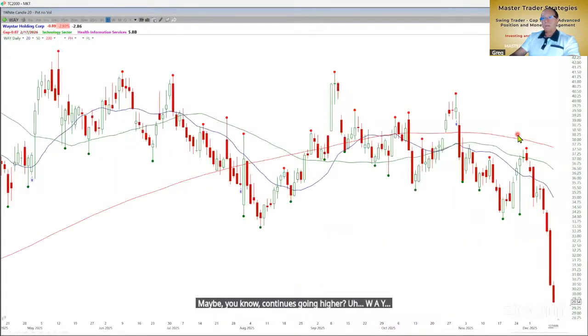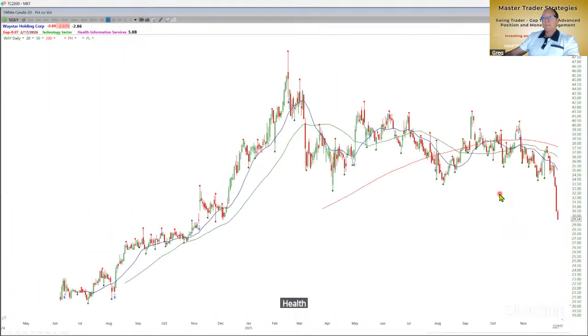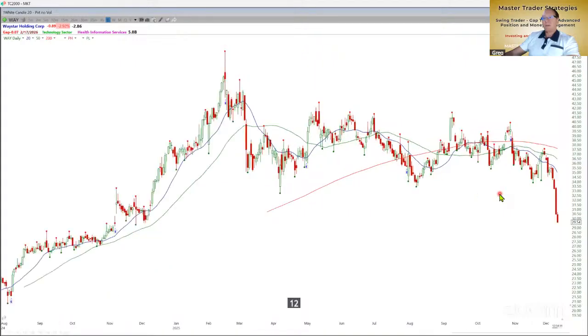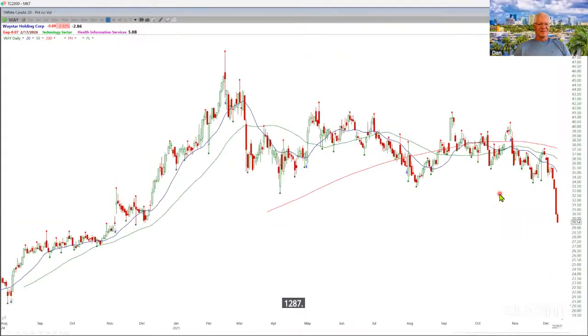WAY, not cratered. Health information, but that looks like it's got room to continue to go down, if you're into that. Dan, man, 1287, hold on to that tiger.